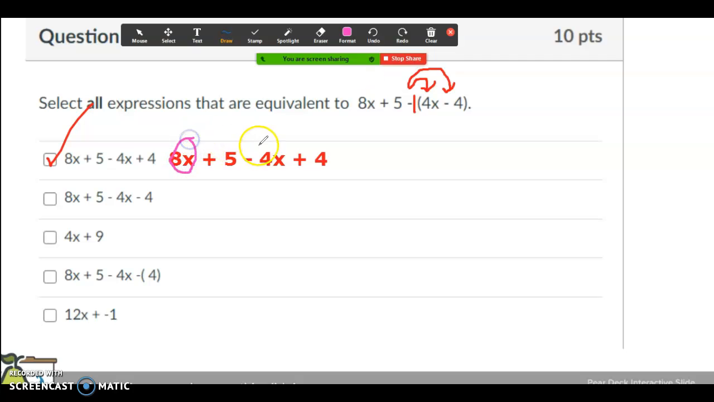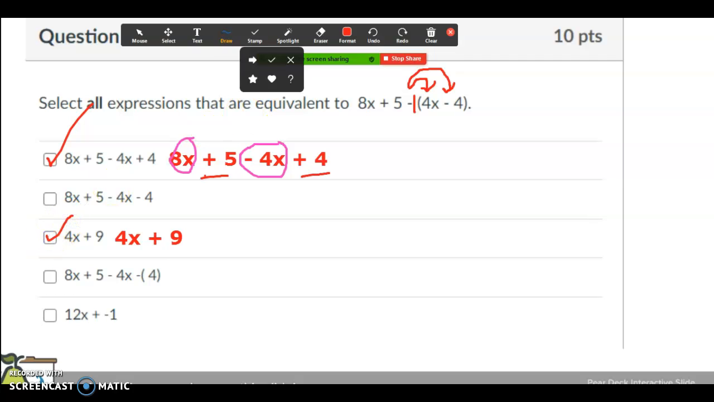8x and negative 4x are like terms, and positive 5 and positive 4 are like terms. So 8x minus 4x is 4x, and 5 plus 4 is 9. So now I'm going to take this and figure out where it matches. Oh, right here. So this is also correct.